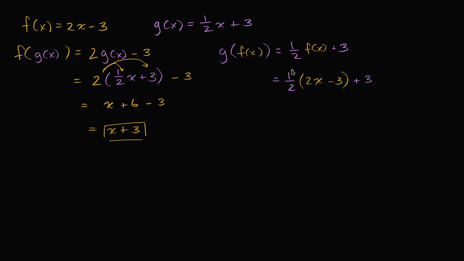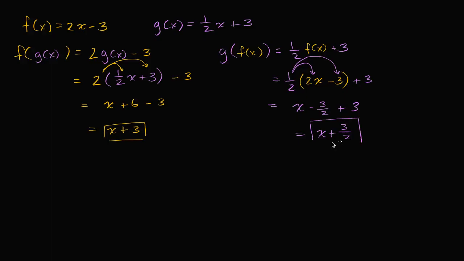And now we can distribute the 1/2. 1/2 times 2x is going to be x. 1/2 times negative 3 is negative 3/2. And then we have a plus 3. So let's see, 3 is the same thing as 6/2. So 6/2 minus 3/2 is going to be 3/2. So this is going to be equal to x plus 3/2.